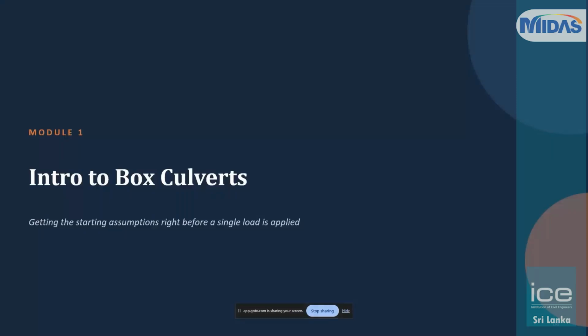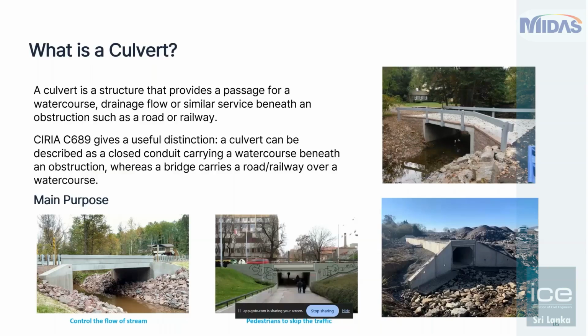So now we'll cover the first module of this presentation, which is Introduction to Box Culverts. So what is a culvert? A culvert is basically a structure that provides a passage for a watercourse, drainage flow, or similar service beneath an obstruction such as a road or railway. Though the definition is not very clear, CIRIA 689 gives a useful distinction. A culvert can be described as a closed conduit carrying a watercourse beneath an obstruction, whereas a bridge carries a road or railway over the watercourse.